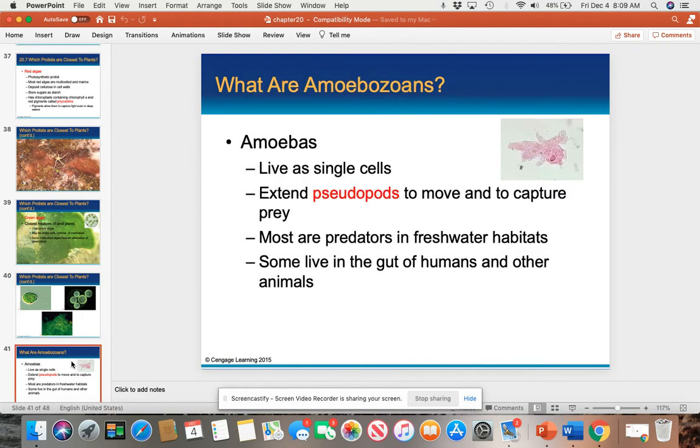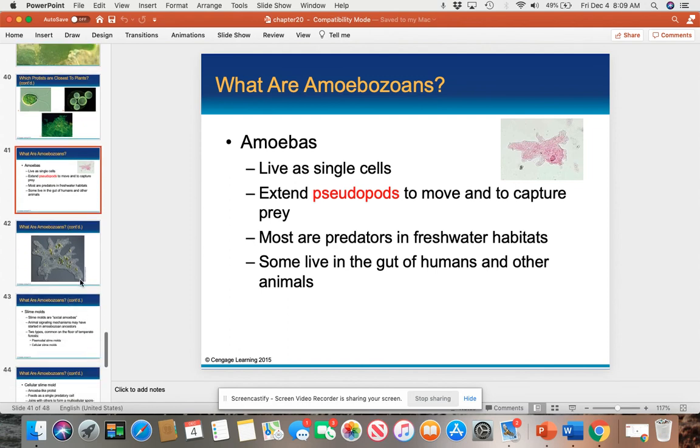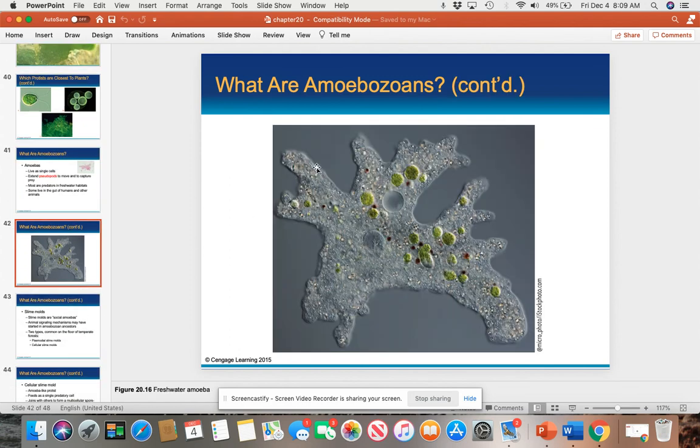A unicellular protozoan, amoebas. Amoebas are eukaryotes. They extend their cell membranes and they have this false foot-like structure called pseudopods. And that's pretty much how they move. So as you can see, your pseudopods.